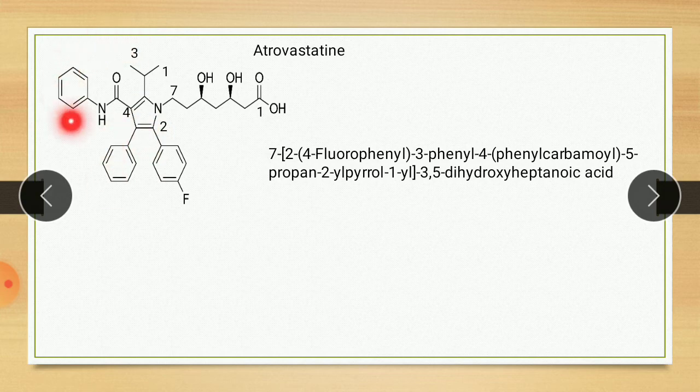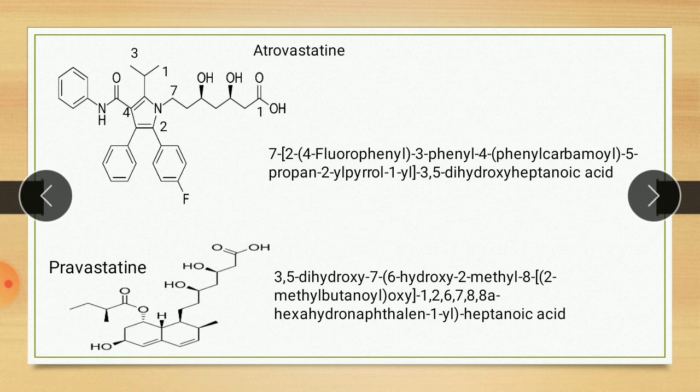Then on the fourth position this group is attached, that is phenylcarbamoyl. So it is a carbamoyl group with a phenyl ring. Then on the 5 position this one is propane. 2-yl means this 2 attachment. Pyrrole is a ring, pyrrol-1-yl. Then 3,5-dihydroxy, so this is 3,5-dihydroxy heptanoic acid. So the total IUPAC name of atorvastatin is 7-[2-(4-fluorophenyl)-3-phenyl-4-(phenylcarbamoyl)-5-(propan-2-yl)pyrrol-1-yl]-3,5-dihydroxy heptanoic acid.